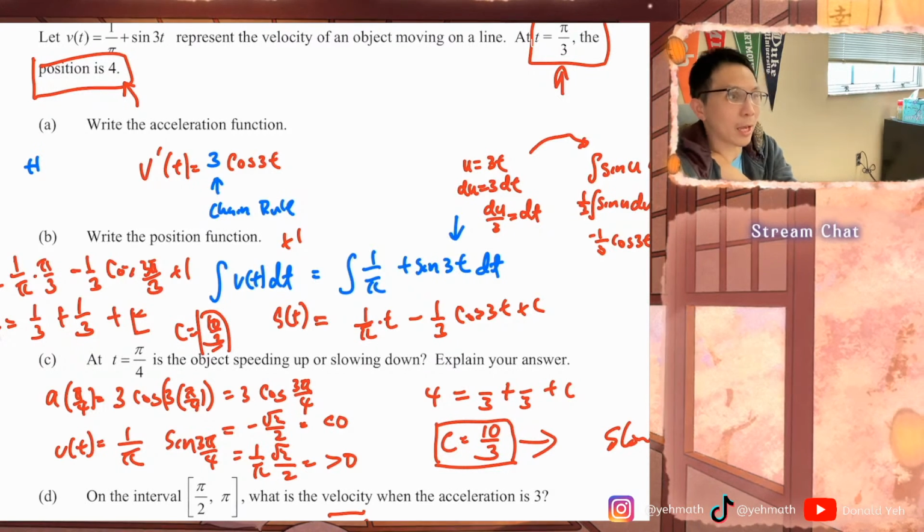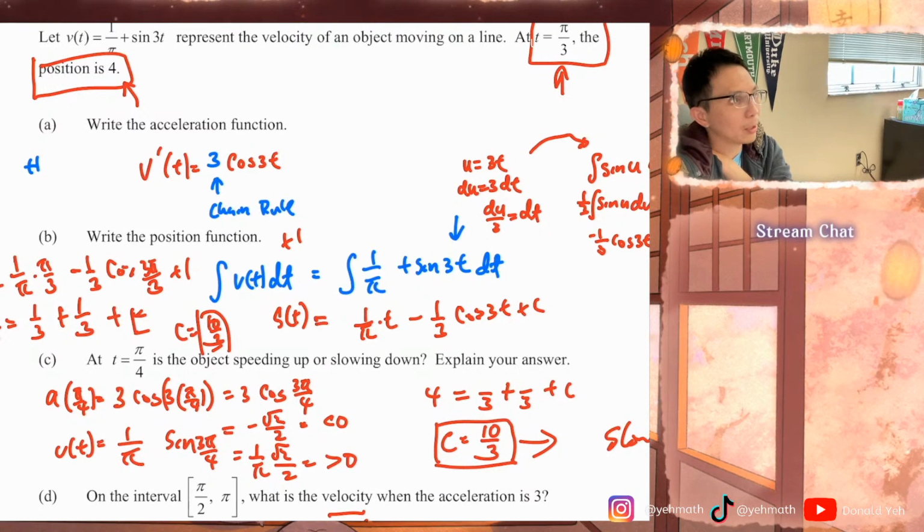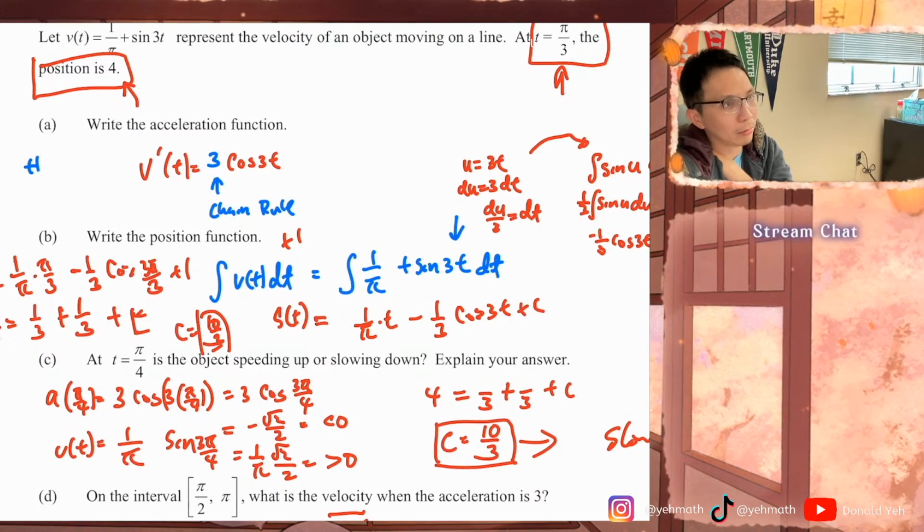The calculator does not help you at all. So even with the calculator, it does not help you. You need to know how to take the integral.